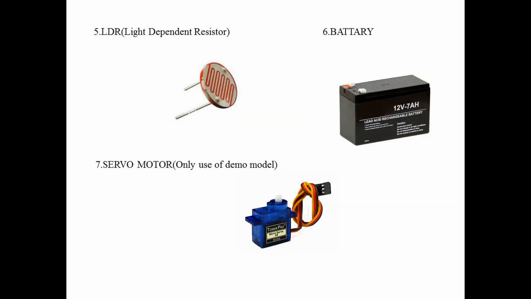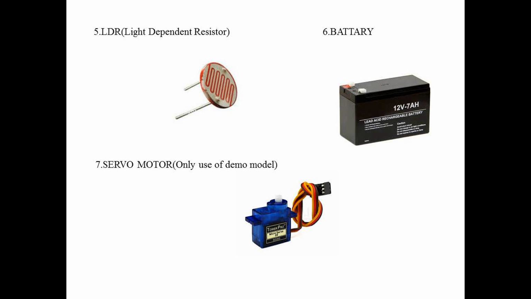Fifth component, LDR. LDR means light dependent resistor. This resistor works on the principle of photoconductivity. It is nothing but when light falls on the surface, the material's conductivity changes and electrons in the valence band of the device are excited to the conduction band. The photon of the incident light must have energy greater than the band gap of the semiconductor material. This makes the electron jump from the valence band to the conduction band.